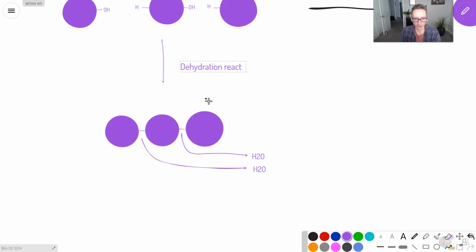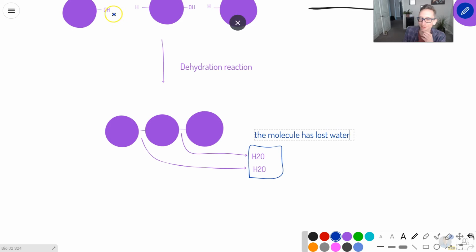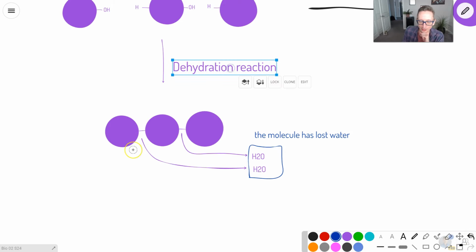Dehydration reaction, because the molecule has lost water. So we take a hydrogen and an OH from each one of the sugars. We pull that out, bind the sugars now to each other. And so we've dehydrated this molecule and gained water through that process.